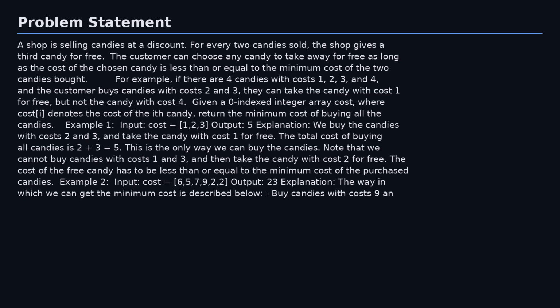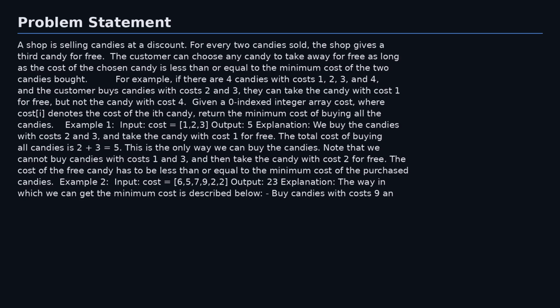The problem is asking us to find the minimum cost of buying a bunch of candies. The catch is that every time we buy 2 candies, we get a third one for free. And the cost of the free candy is the minimum of the 2 bought candies. So we need to figure out the optimal way to buy these candies to minimize the total cost.